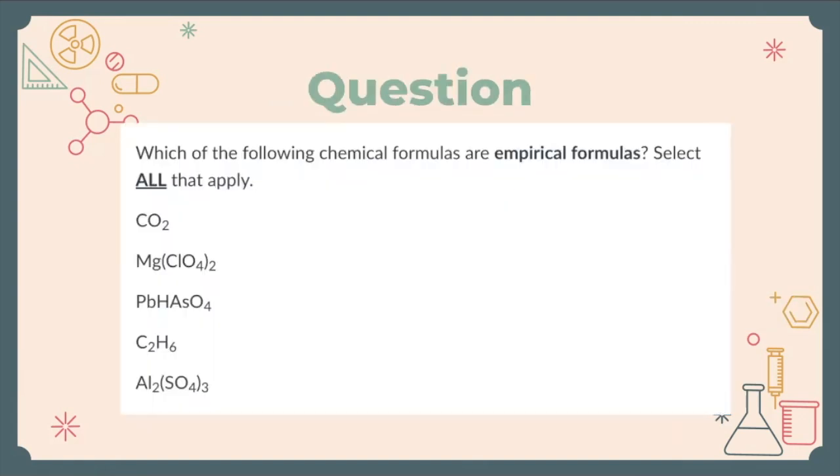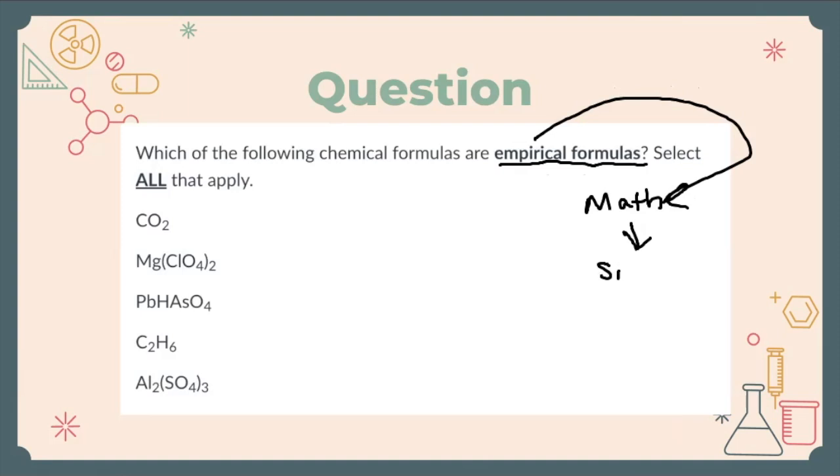Question number 5, which of the following chemical formulas are empirical formulas? Select all that apply. So in order to do this problem, you're going to need to understand what empirical formulas mean. An easy way to understand and remember empirical formula is to think about this word empirical. If you've taken math classes, you've heard this word many, many times. And so my mind connects it with math. And in math, we always like to simplify things. So that's what empirical formula is. It's the formula in its simplest format.